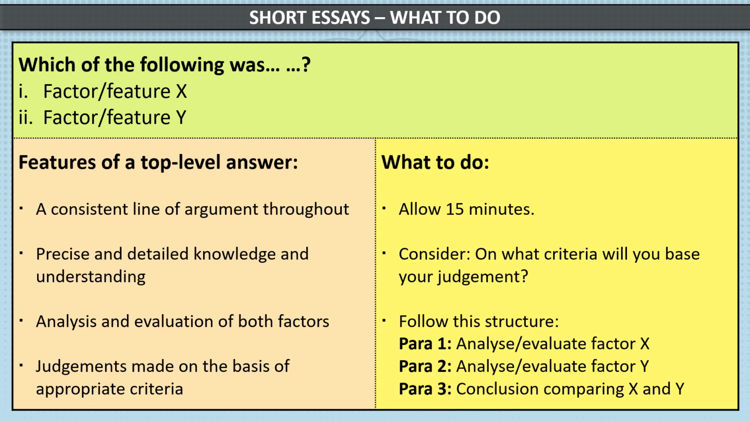To tackle this question, you should allow 15 minutes. There won't be time to make a plan, but before writing, you should decide which of the two factors was the most important and be clear about the criteria for your decision. When you write, follow a three-paragraph structure. Analyse and evaluate the importance of each factor in a paragraph of its own, before writing a conclusion where you compare the importance of both factors.